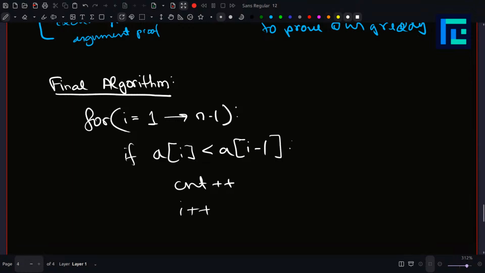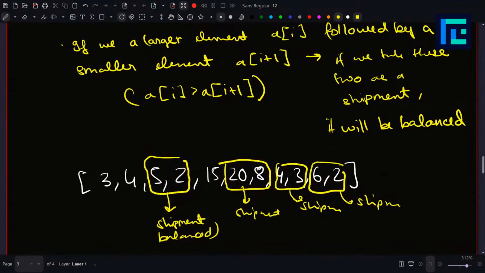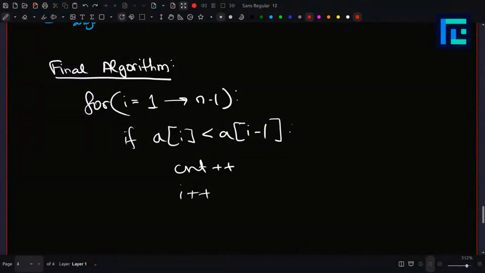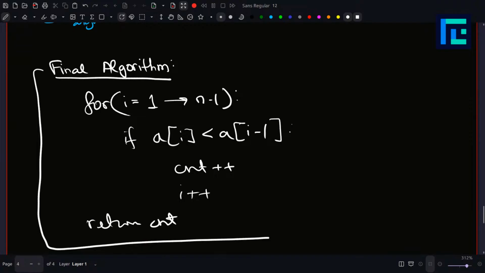Why will I increase i plus plus? So for example, if I am at 28, and I pick 28 as a shipment, then I can't pick 8 and 4 as a shipment, because I've already picked 28. So to ensure that this does not happen, I'm also doing i plus plus while doing count plus plus. So now we can skip trying A4 and go to trying A4 3. That's why I did this, and that's the whole algorithm. There's nothing else to write, and then we can return count. So basically, like 4 lines of code to do this greedy.